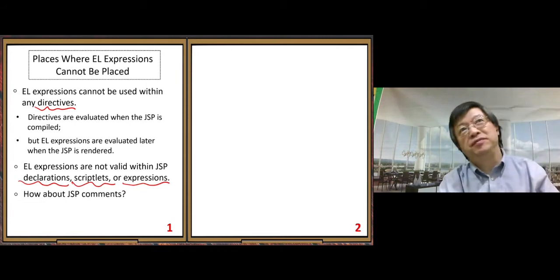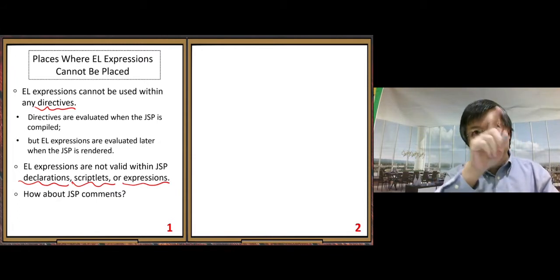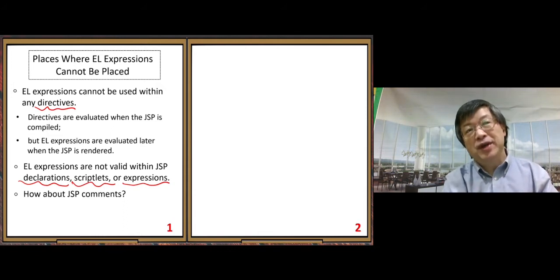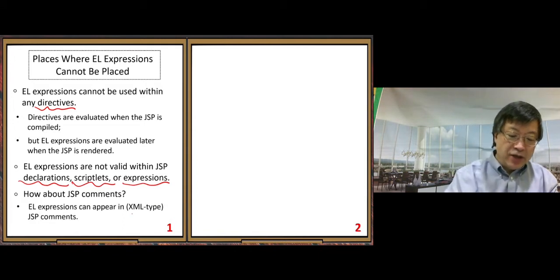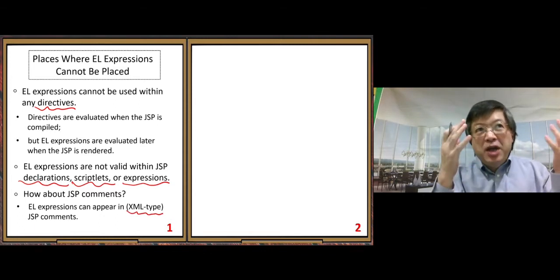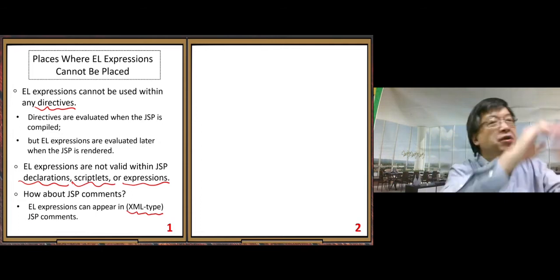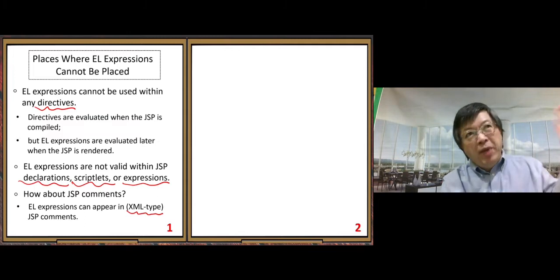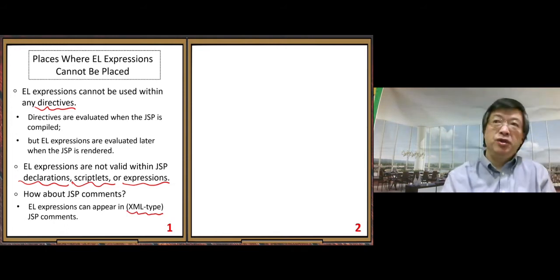JSP comments. Because comments is very special. Remember, JSP comments, there are three different types of comments. But there is one type of comments, the XML type comments. We know the XML type comments will be generated in the HTML content. So when the page is rendered, the XML type comment still stays there for the users.